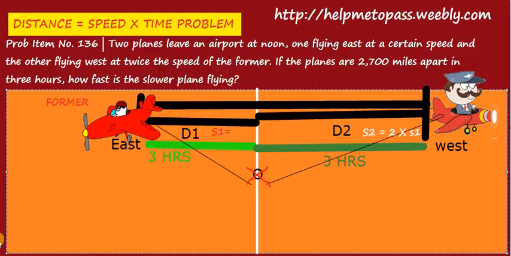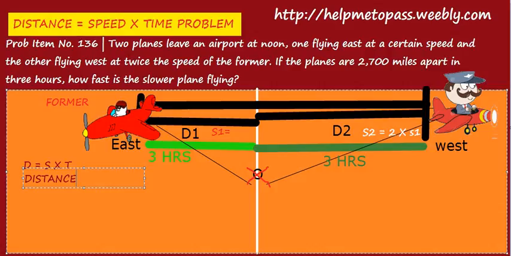Let's proceed. Now, let's look at the general formula of distance. The distance, actually, D is equal to S times T. That means the distance is always equal to the product of the speed and the time.